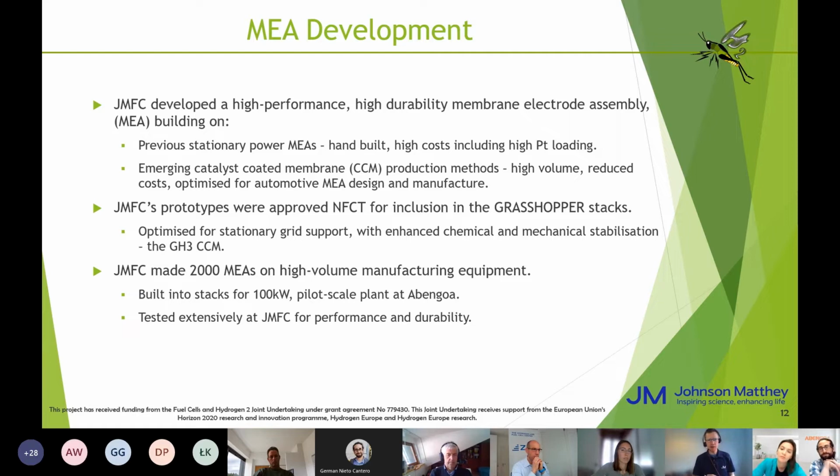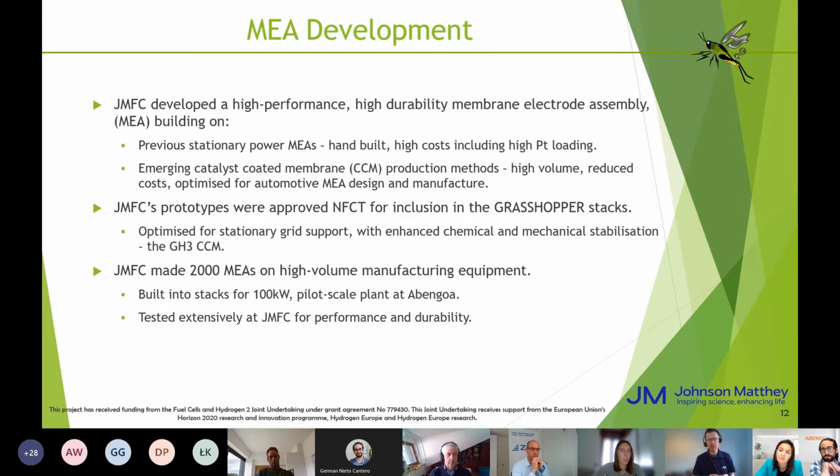Previous stationary power MEAs were very robust, very durable. They were hand built, so they were built by technicians working on the line, and they tended to have very high costs, including a high platinum loading to ensure that long life. By contrast, the emerging catalyst-coated membrane technology is made in a much higher volume, automated roll-to-roll method, which allows for reduced costs. But that type of CCM, that type of catalyst-coated membrane, is very optimized for the demands of the automotive, the vehicle fuel cell market.